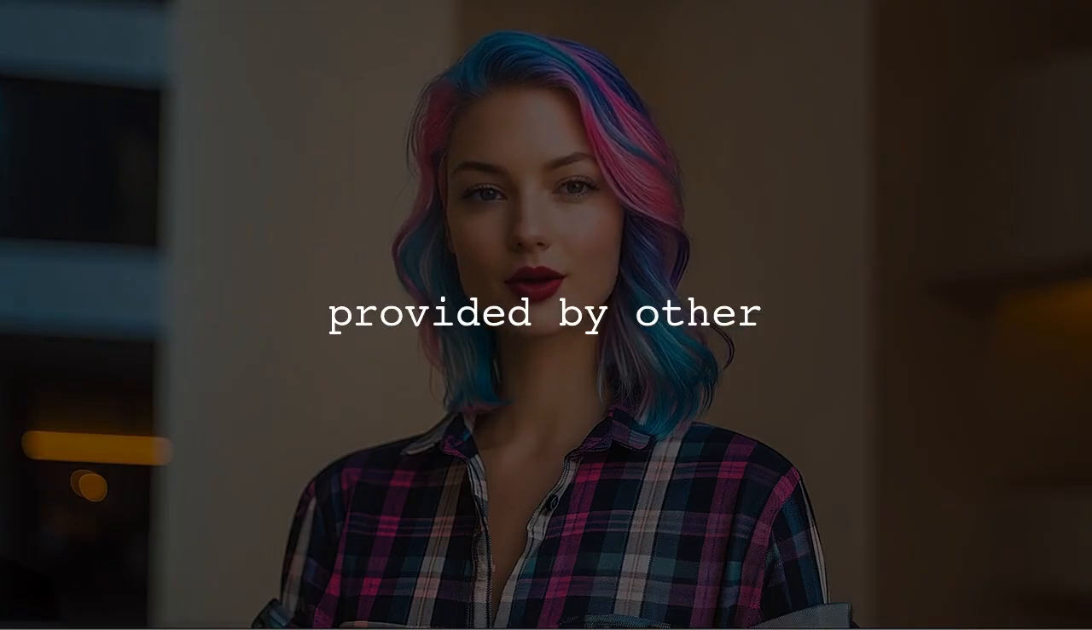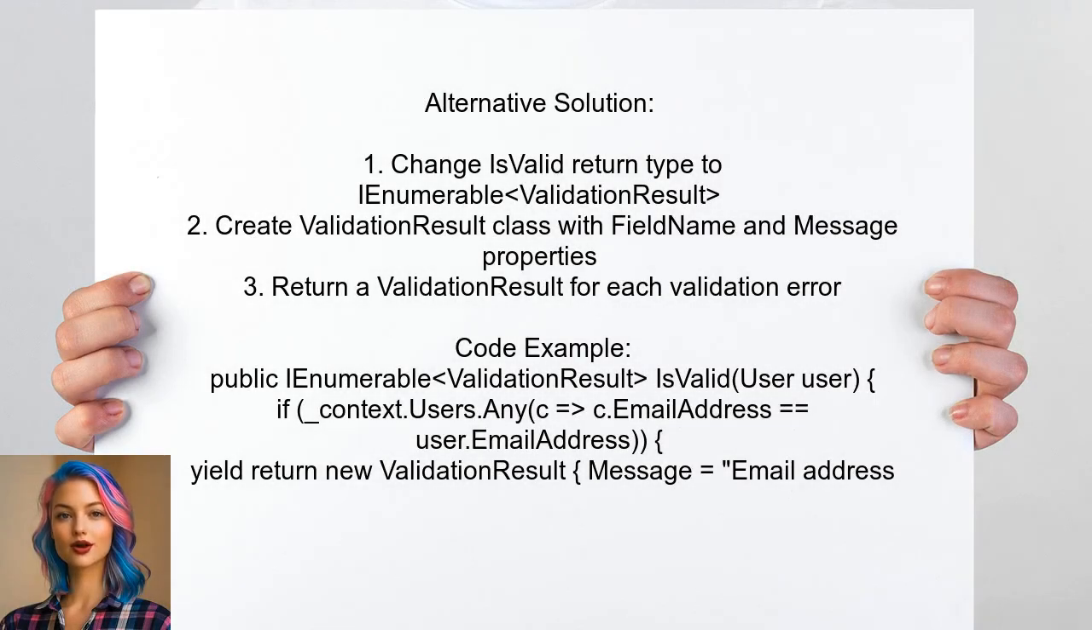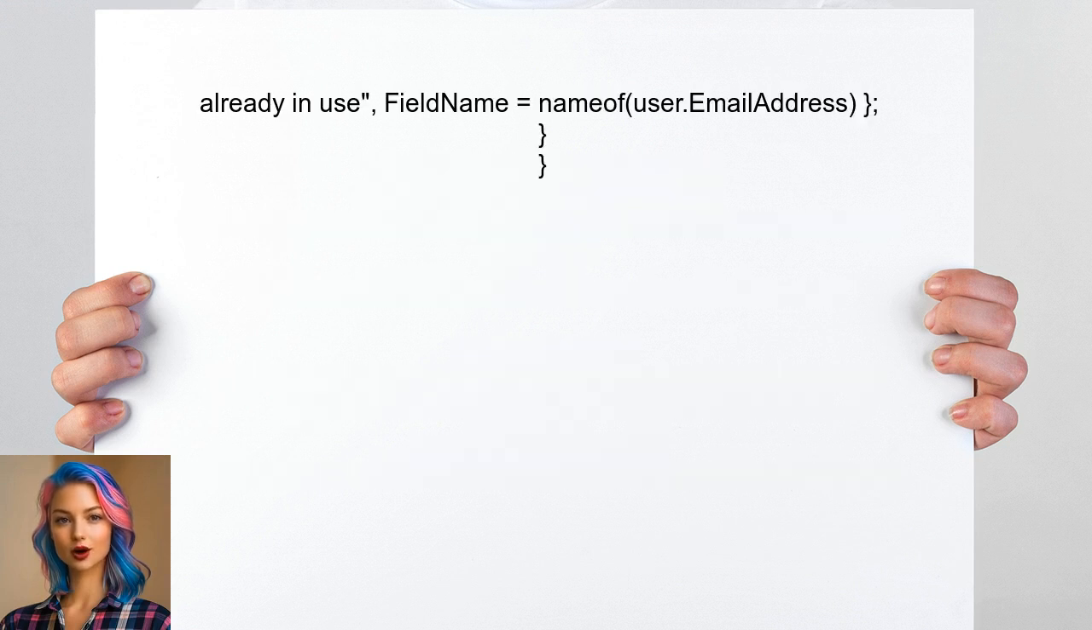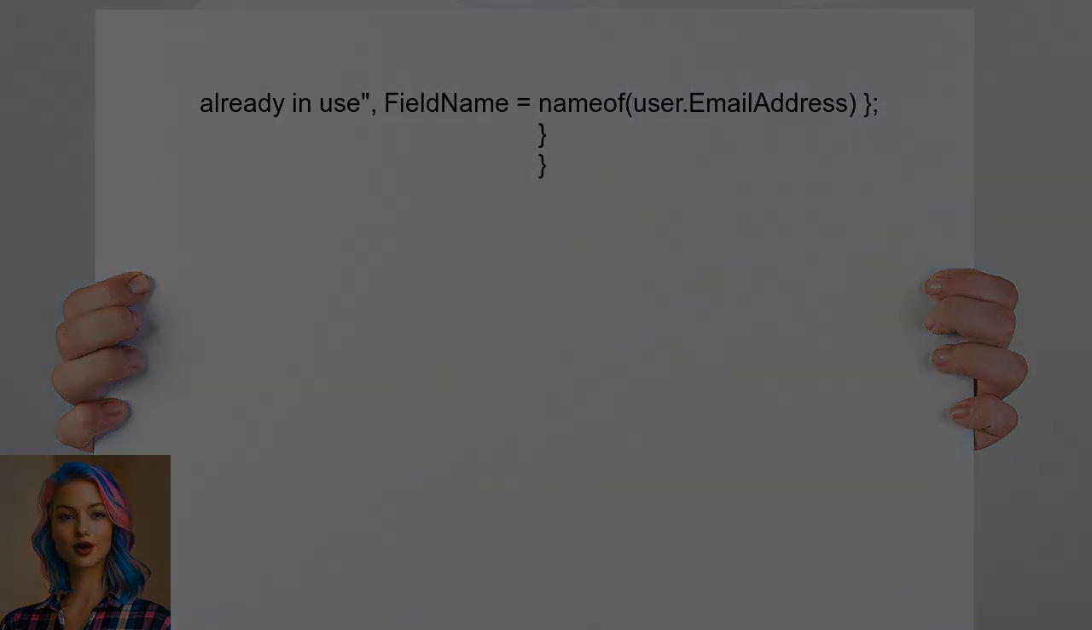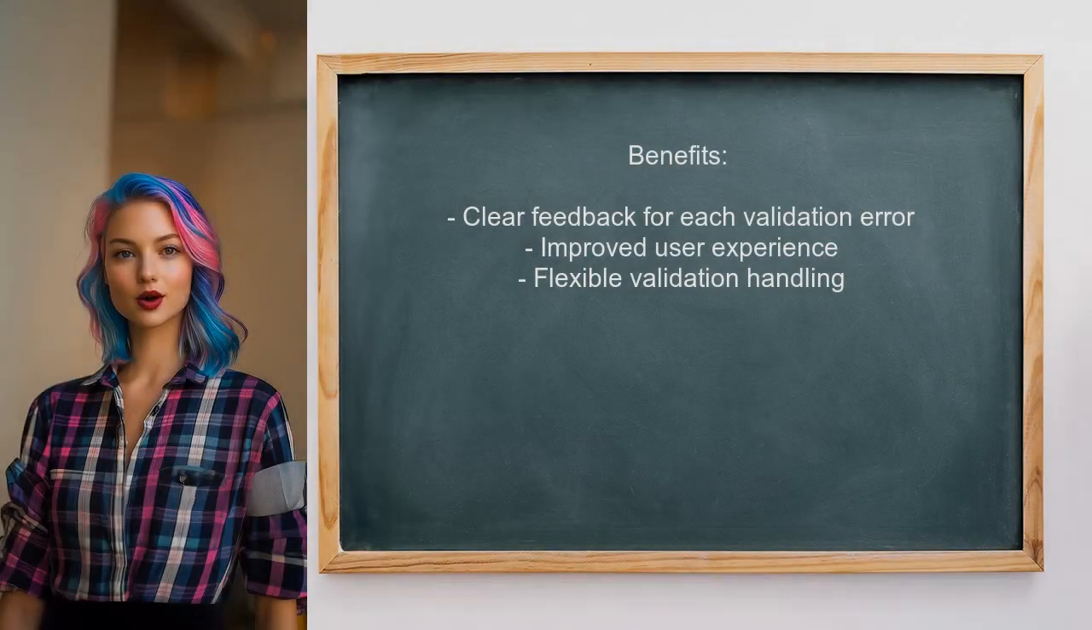Now, let's look at the answers provided by other users. An alternative approach suggested by another user is to change the return type of the isValid method. Instead of returning a simple Boolean, they recommend returning a collection of validation result objects. Each validation result can represent a validation error, and an empty collection would indicate that the model is valid. This method allows the presentation layer to interpret the validation results and provide feedback to the user effectively.